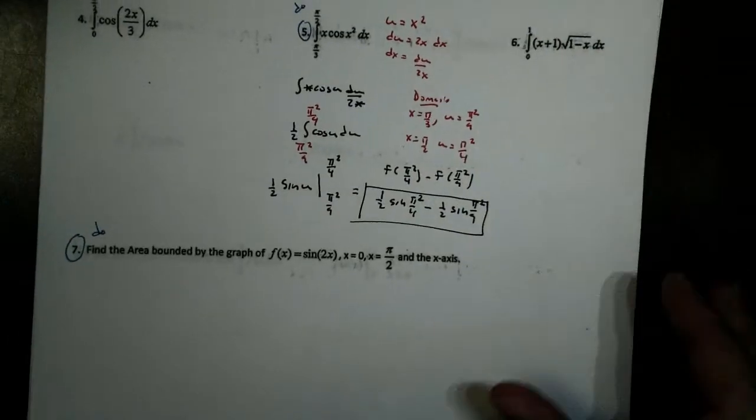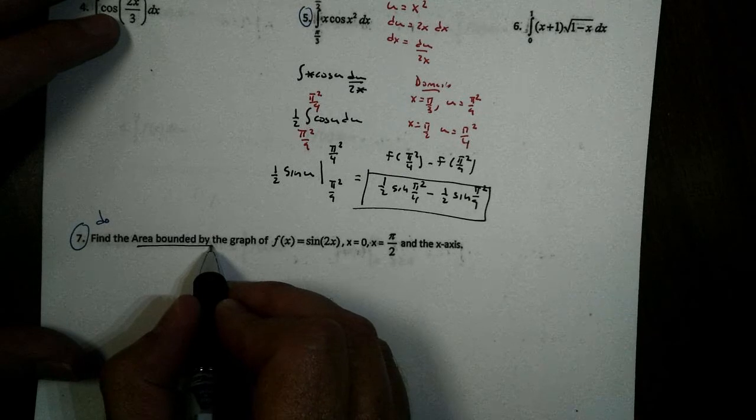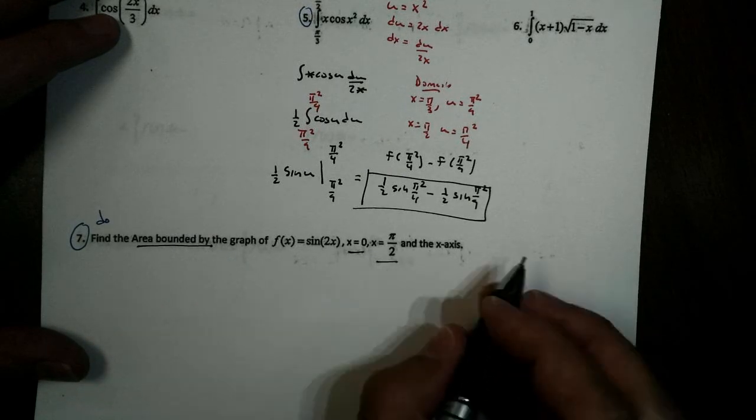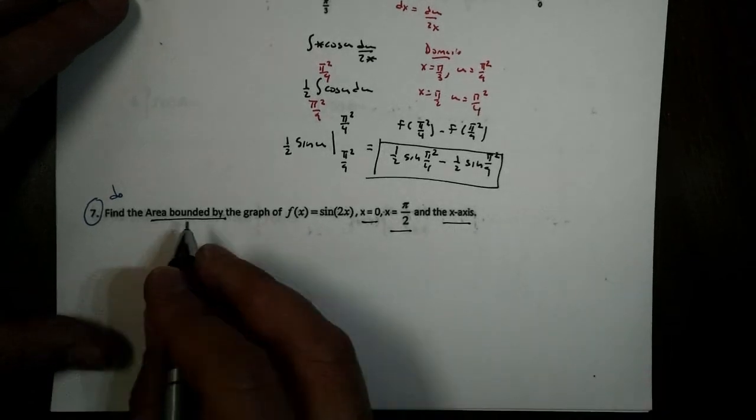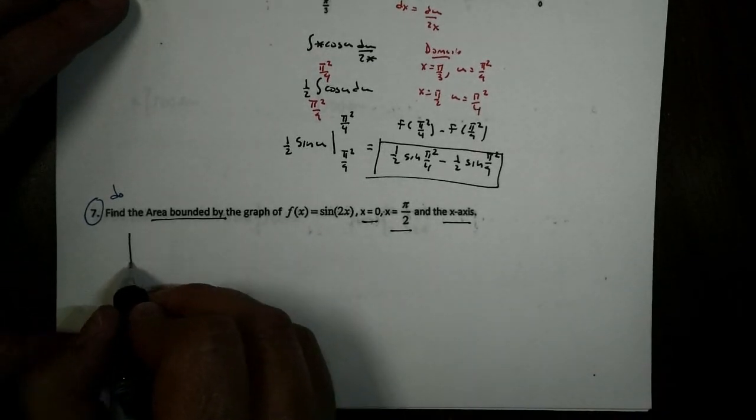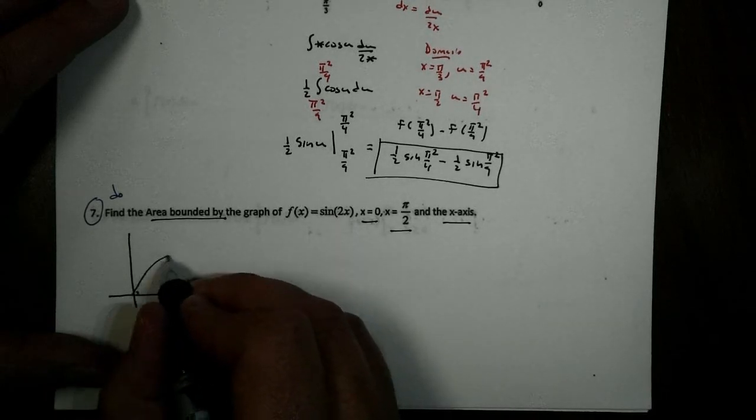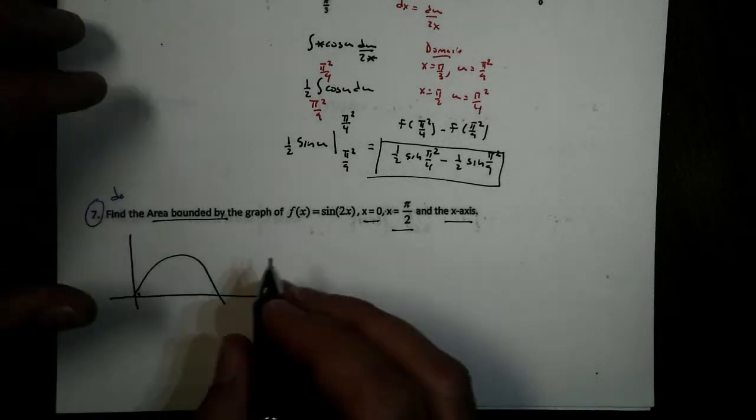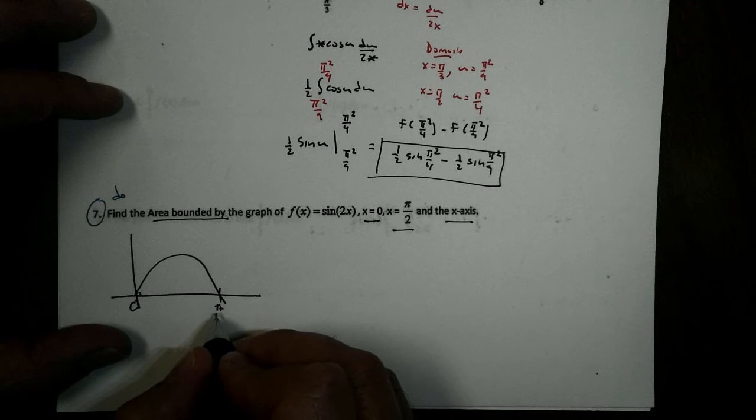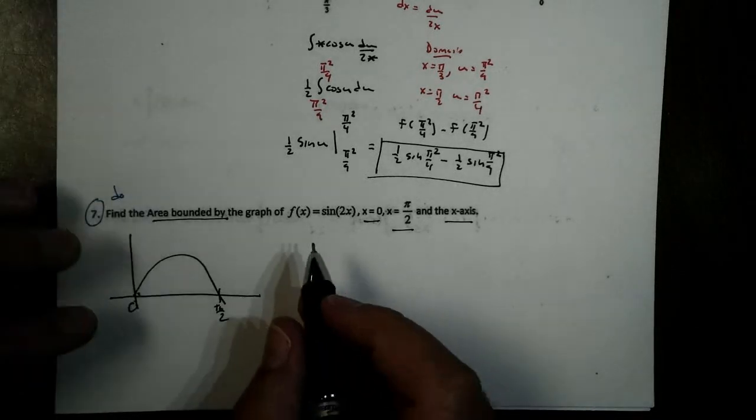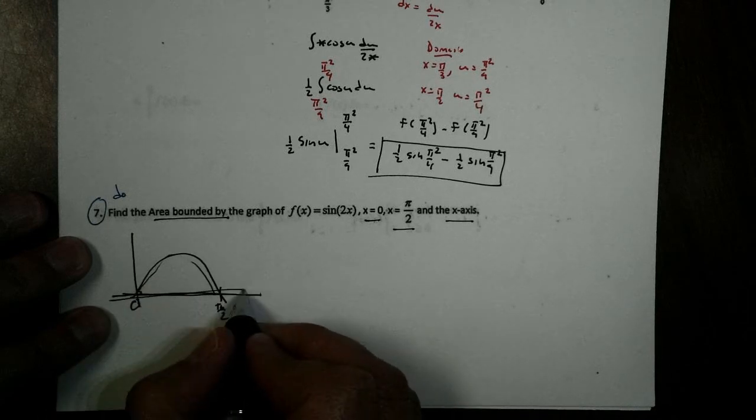Alright, let's take a look at number 7. Again, I'm just going to work a few of these with you. We want to find the area bounded by this function, x equals 0, x equals pi over 2, and the x-axis. We're going to talk more about this later this year when we get to area between curves. But basically we're going to graph this function, y equals sine of 2x. We want the domain of 0 to pi over 2, and the x-axis. So if you notice, we have these 3 bounds right there.